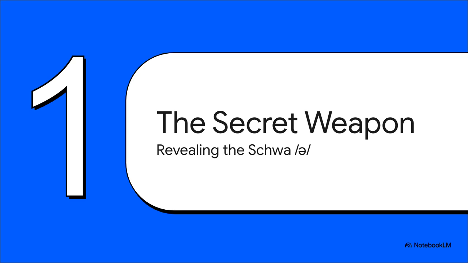Okay, drum roll please. This secret weapon is called the schwa. When you see it written out phonetically, it looks like this upside-down E symbol. And honestly, it's like the hidden heartbeat of English pronunciation. Today, we're finally going to drag it out into the spotlight.